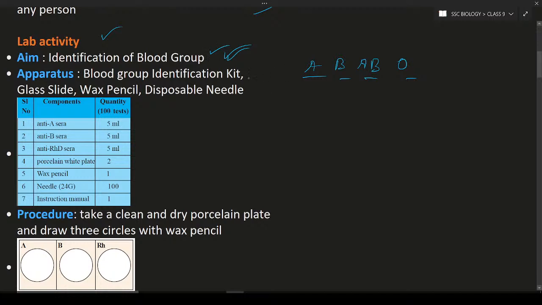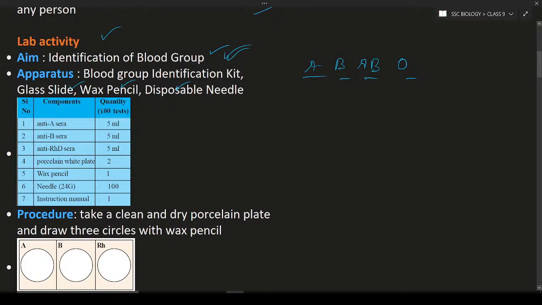The apparatus is a blood group identification kit. A kit is nothing but a set of chemical substances that some companies sell, and with the help of that kit we are able to identify the blood group. Next, glass slide, wax pencil, disposable needle, and so on are required. This table describes the different materials present in the kit.